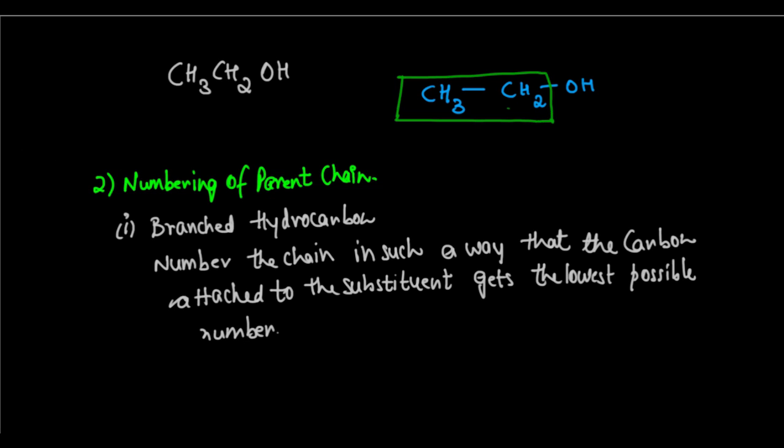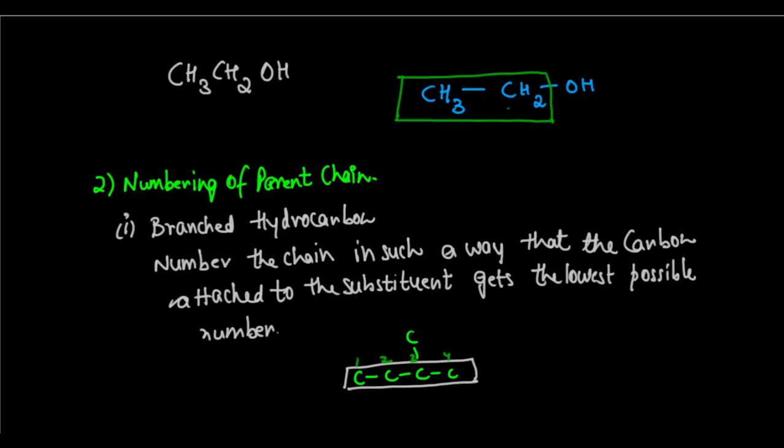So let's take an example. For example, carbon, carbon, carbon, carbon, and to this you attach a carbon. First of all, identify the parent chain. You can do that easily. This is the longest chain, so this is the parent chain. And now you number the chain. There are two ways in which you can number this chain. You can number it starting from here, 1, 2, 3, 4.